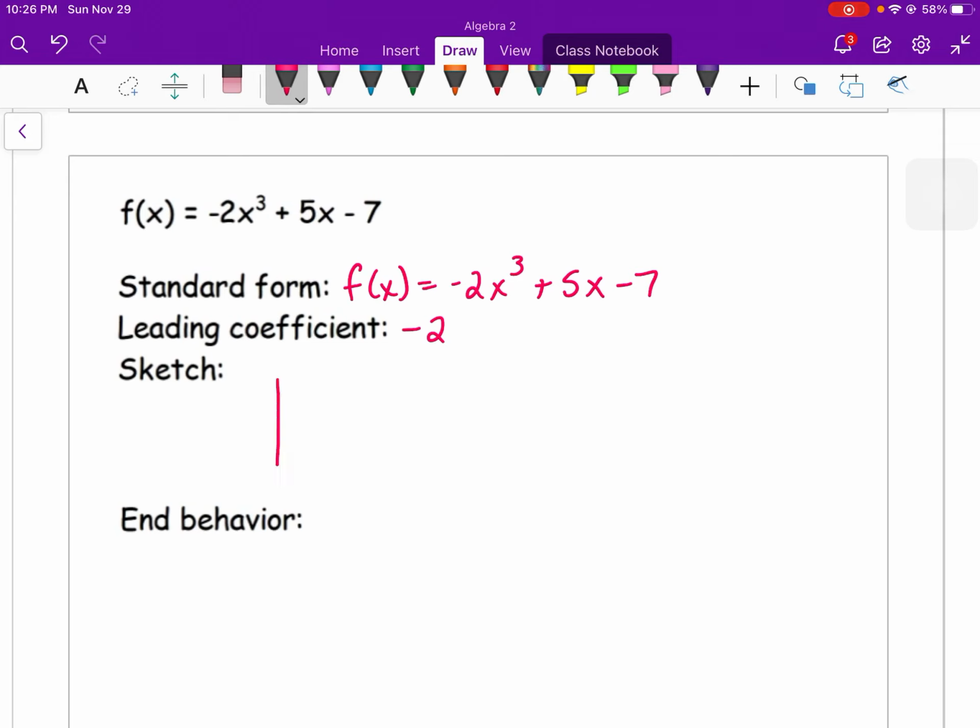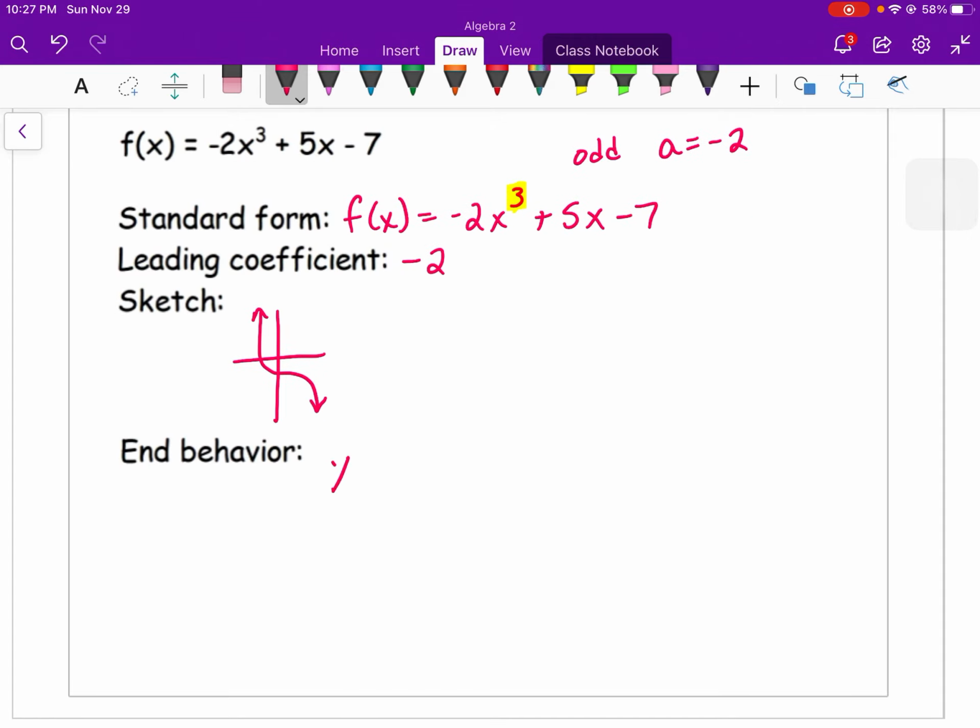It wants a sketch, so it is an odd function because it has an exponent of 3, and the a value, the leading coefficient, is negative. So it's cubic, so it looks something like this, which means the end behavior is as x goes to the positive side, the function, the y, would go to the negative. You'd go down. As you go to the negative side on the x-axis, the y, the function, would go up to the positive infinity.